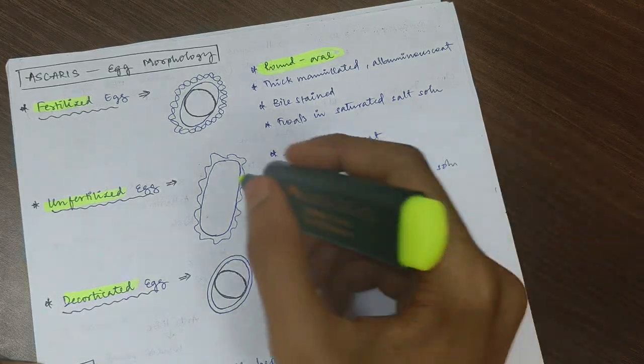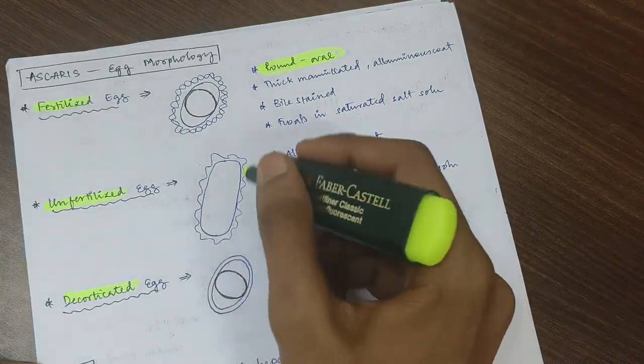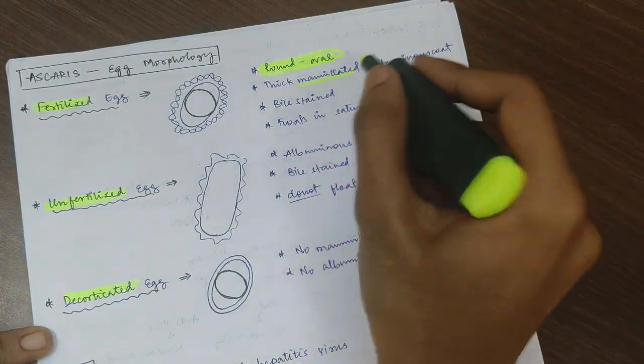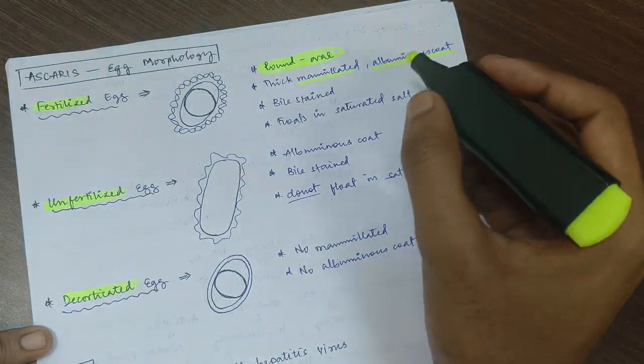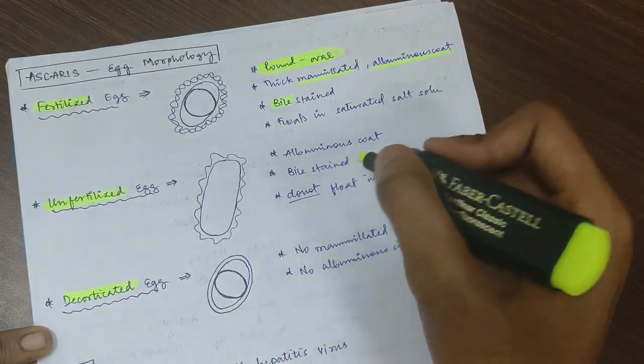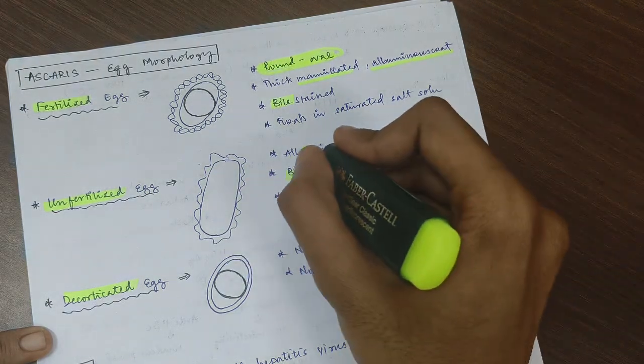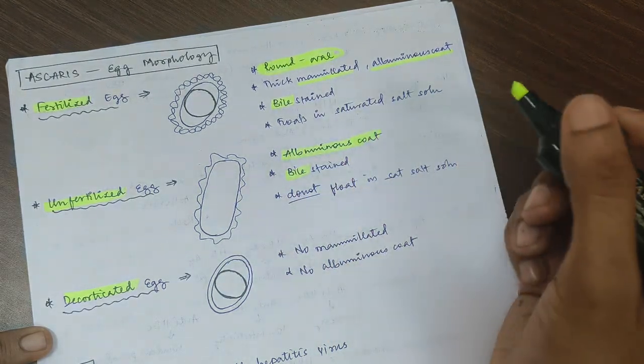Here it is not, it is rectangular comparatively. It is mammillated and an albuminous coat is present. It is bile stained here, and here also it is bile stained. Here only you are going to see the albuminous coat.